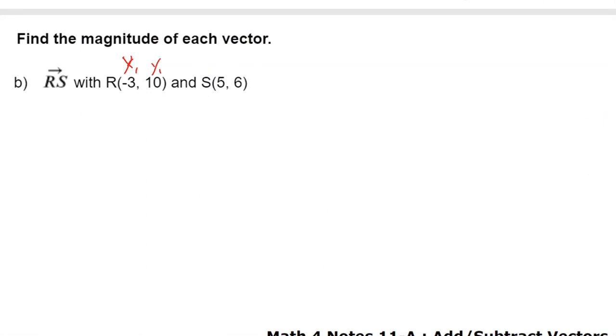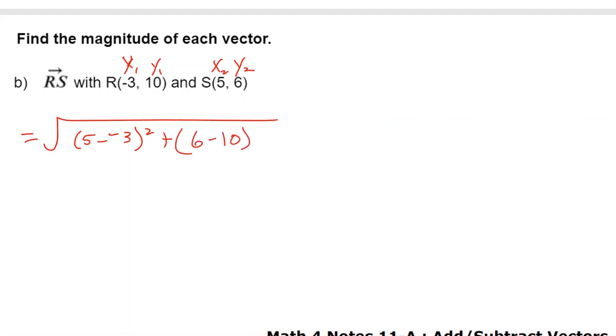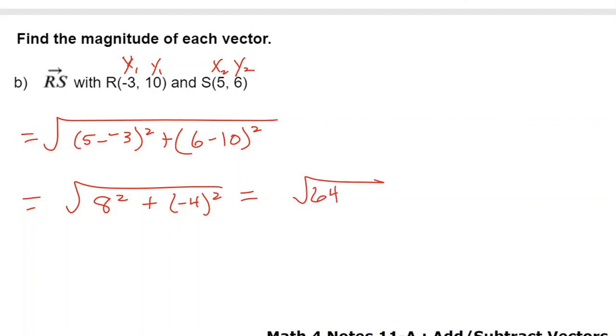x sub 1, y sub 1, x sub 2, y sub 2, and we're going to plug in and have 5 minus negative 3, square that. 6 minus 10, square that. So that should give us 8 squared plus negative 4 squared, which is going to be 64 plus 16, which is square root of 80, which is just under square root of 81. Square root of 81, of course, is 9. So this answer is going to be a little less than 9.